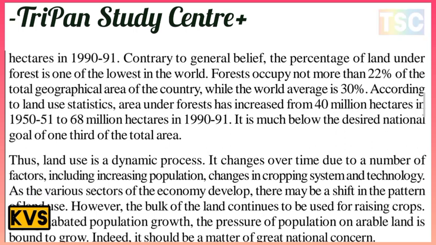That is important. Thus, land use is a dynamic process. It has changed over time due to a number of factors, including increasing population, change in the cropping system, and technology. As the various sectors of the economy develop, there may be a shift in the pattern of land use. However, the bulk of the land continues to be used for raising crops. With unabated population growth, the pressure of population on arable land is bound to grow. Indeed, it should be a matter of great national concern.